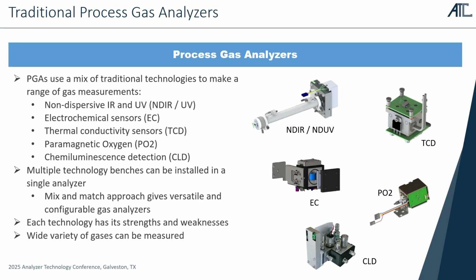And finally, process gas analyzers. So here, using a mix of traditional technologies to make a range of different gas measurements. So we have non-dispersive infrared and UV to measure a range of different components, electrochemical sensors for things like oxygen and H2S, thermal conductivity sensors for inert components, paramagnetic for oxygen, and chemiluminescence detection for NOx. And we can install multiple different technology benches into a single analyzer, which gives a very versatile and configurable gas analyzer. Each technology has its own strengths and weaknesses, and we can measure a wide variety of different gases.